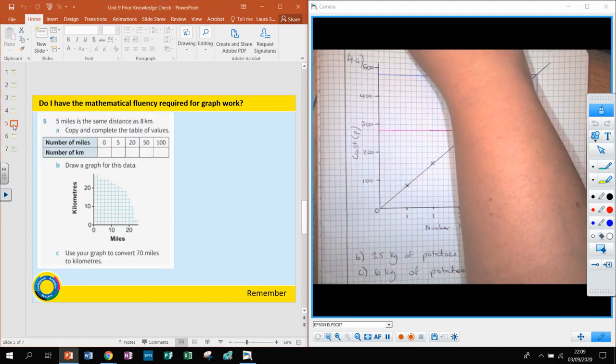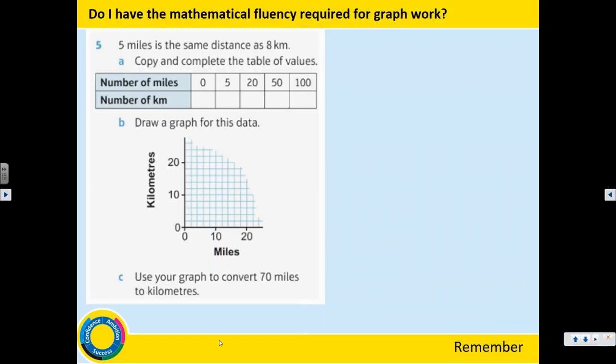Okay, so let's move on to another graphing one. I'm going to make that full screen. You're going to pause, you're going to have a go, and then we'll do that together.